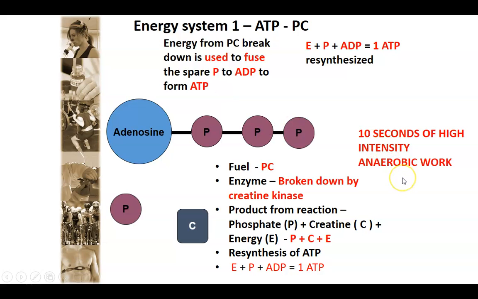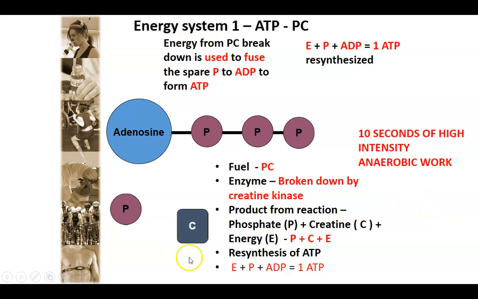As I said, this is used for high intensity anaerobic work, and it lasts for approximately 10 seconds. Therefore, 100 meter sprints, long jump, triple jump, shot put, so on. So what we need to know: the fuel used, the enzyme that is used to break down the fuel, the product from the reaction, and how ATP is resynthesized. Also, how long this energy system lasts for, and is it aerobic or anaerobic? It's anaerobic. That's the information you need to get down.